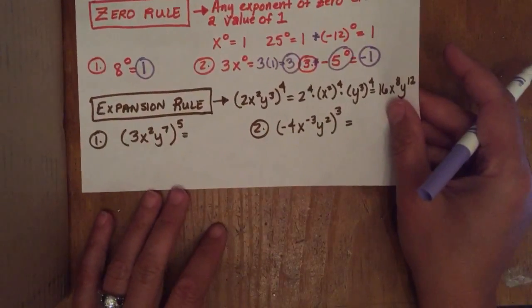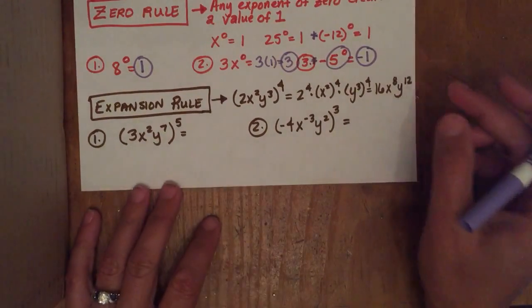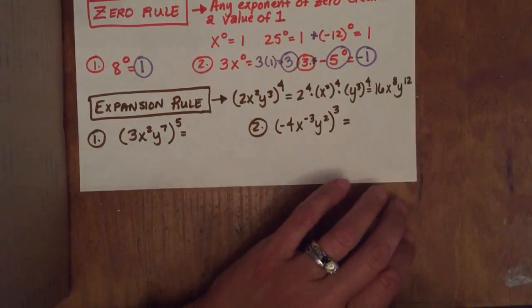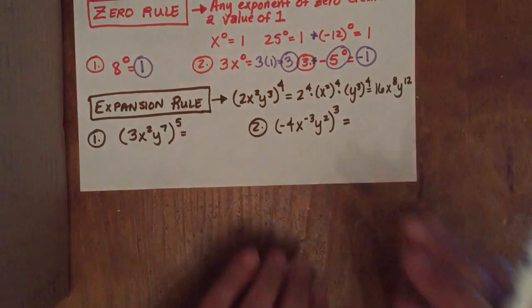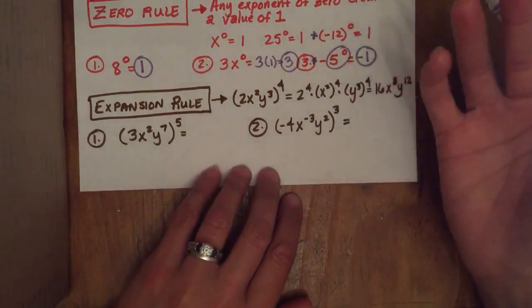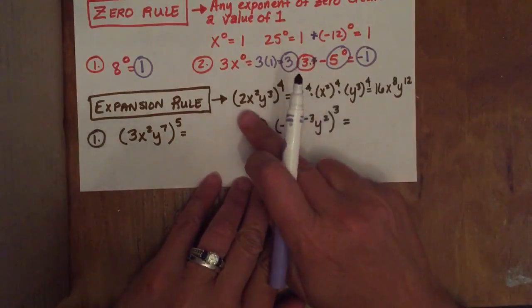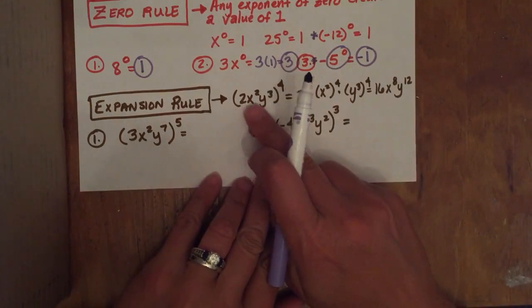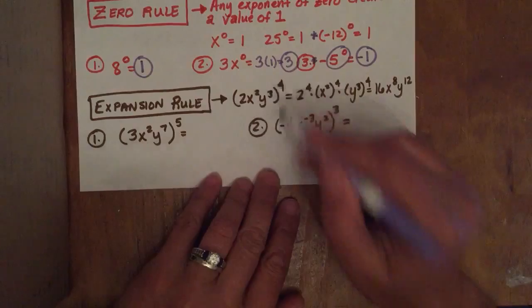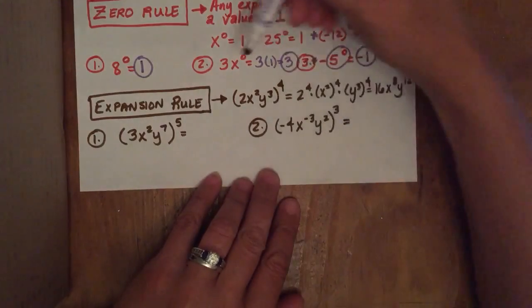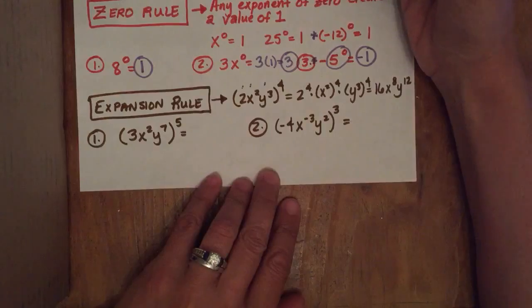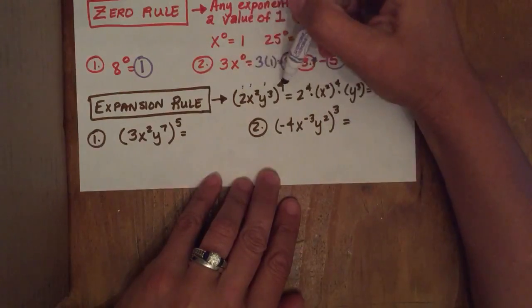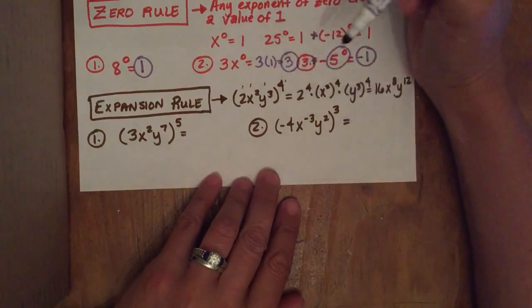Now the last one we have is the expansion rule. And the expansion rule is basically when you have a power raised to a power, but you have multiple terms or multiple components within each term. So let's take, for example, I have 2x squared y cubed, all of that to the fourth power. These are all multiplied together inside the parentheses. So I need to raise each one of these to that given exponent.